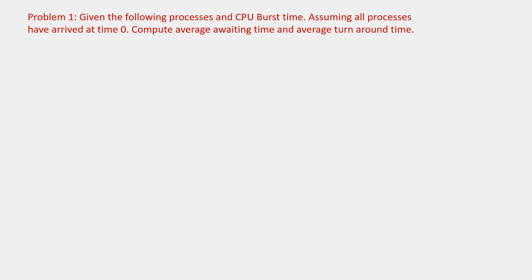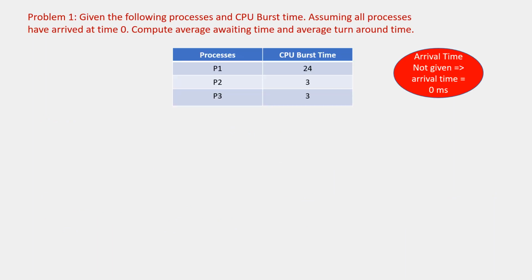Next, we need to calculate the turnaround time. Again, for the turnaround time, we use the Gantt chart. As I told you already, P1 started at time 0, P2 started at 24, P3 started at 27. So P1 finished at 24, P2 finished at 27, and P3 finished at 30. In the calculation of turnaround time, we see what time the processes finished their execution, so we need to keep track of when they finished. In waiting time, we see when they started their execution, whereas in the calculation of turnaround time, we see when they finished their execution.